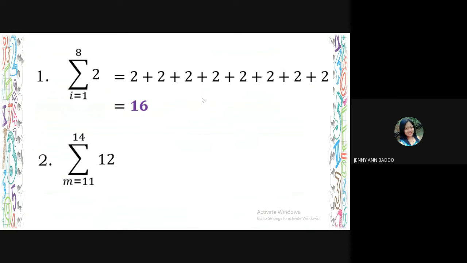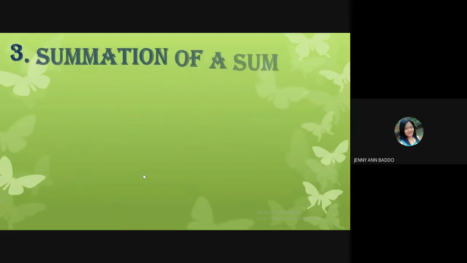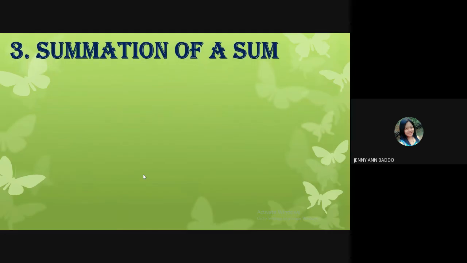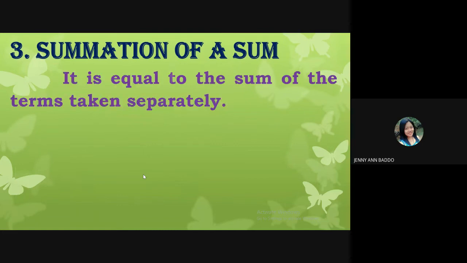Another example, summation of 12 where m ranges from 11 to 14. So we have, if m equals 11, 12, 13, and 14, so there are 4 12s, and that is equal to 48. Next property, we have the summation of a sum. It is equal to the sum of the terms taken separately.